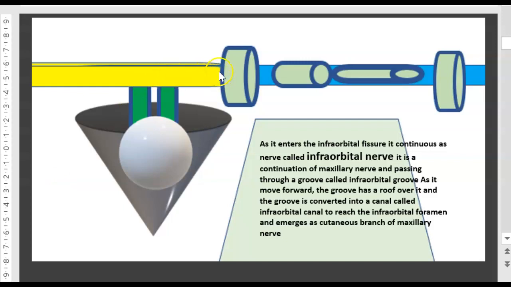The maxillary nerve enters the inferior orbital fissure. When it enters the inferior orbital fissure, it continues as the infraorbital nerve. The continuation is the infraorbital nerve. It starts from the groove, then it goes to the canal to reach the infraorbital foramen. It starts in the inferior orbital fissure and it ends in the infraorbital foramen. The groove and the canal make up the infraorbital canal.